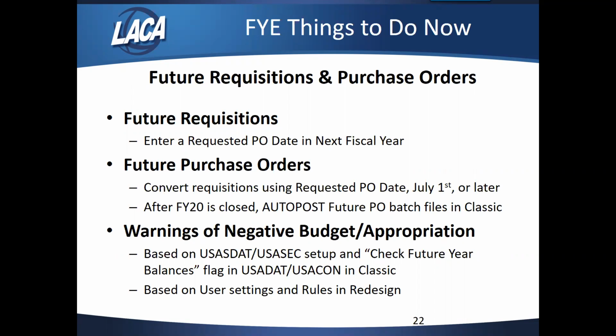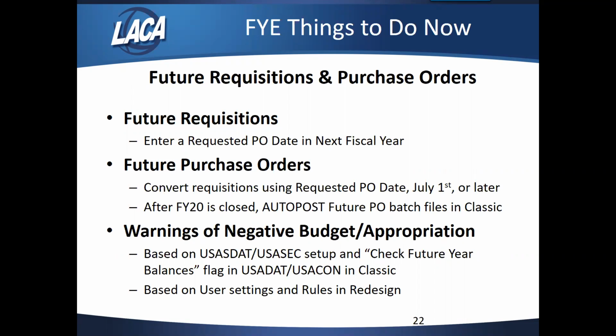And then future purchase orders, you would convert requisitions using the requested PO date, or maybe if you type a date in, you would want to use July 1st or later. And if you are in Classic, after you close FY20, you have to remember to go run auto post for future PO batch files to officially post those purchase order encumbrances. In Redesign, that's automatically done for you when you roll into the future month.